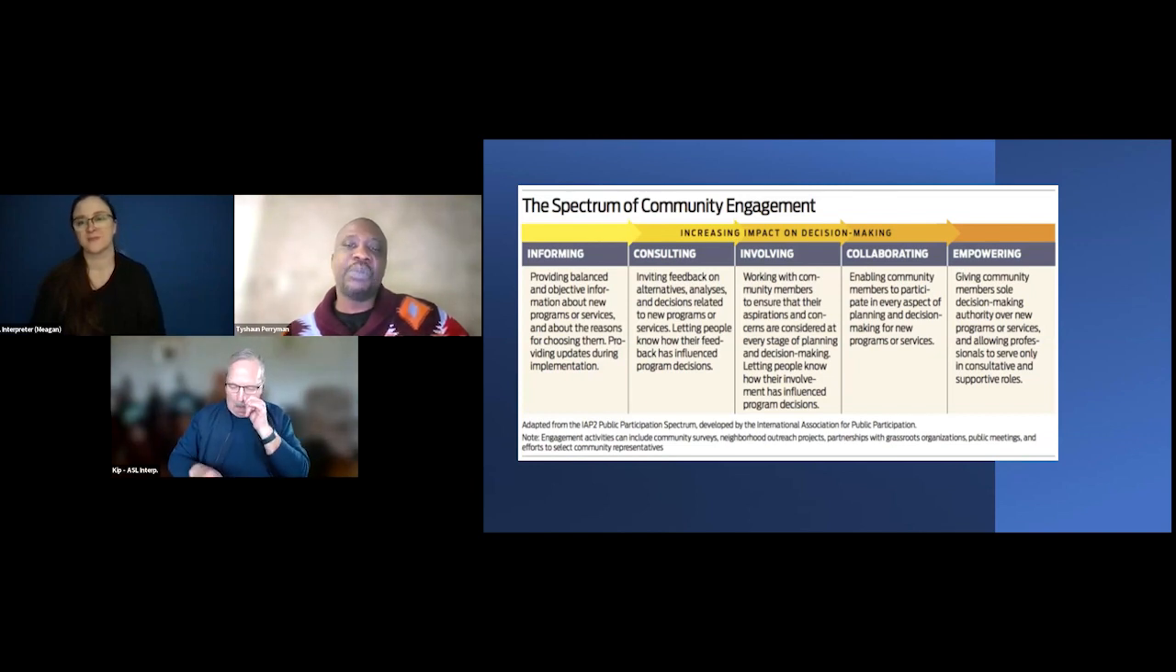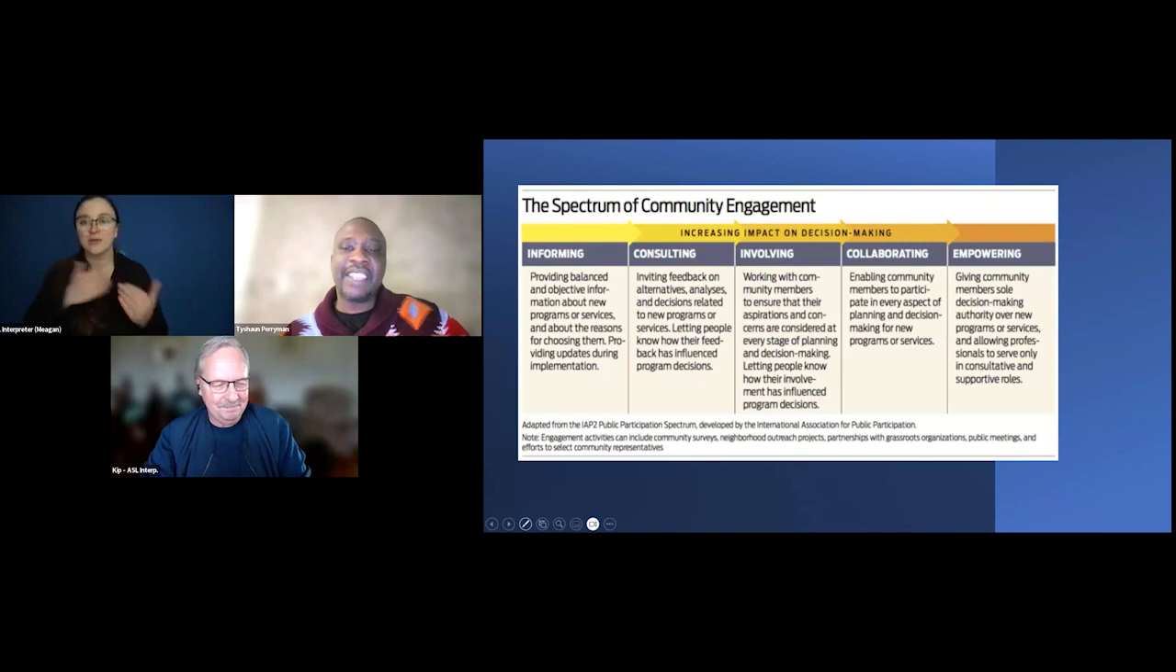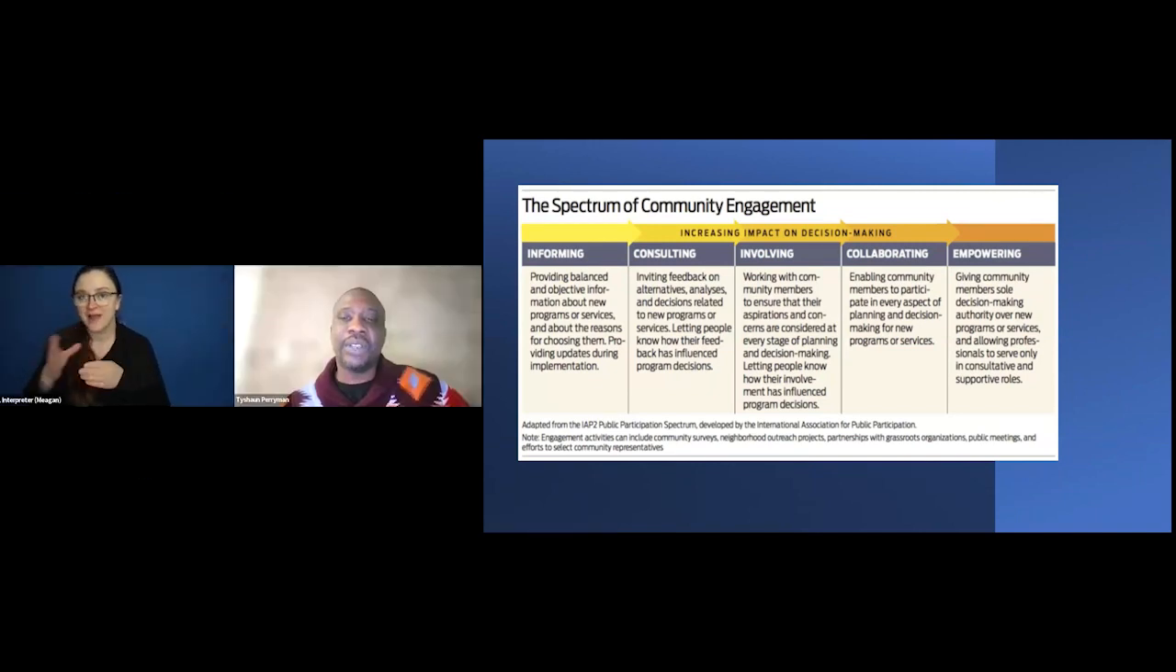enabling community members to participate in every aspect of planning and decision-making for new programs or services, empowering members, so giving community members sole decision-making authority over new programs or services, and allowing professionals to serve only in consultative and supportive roles. Next slide.